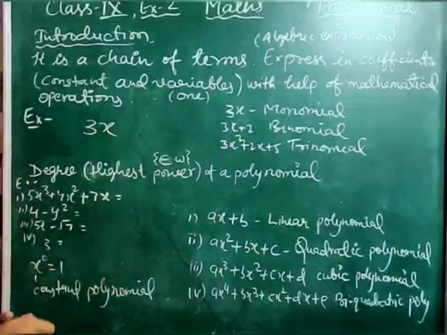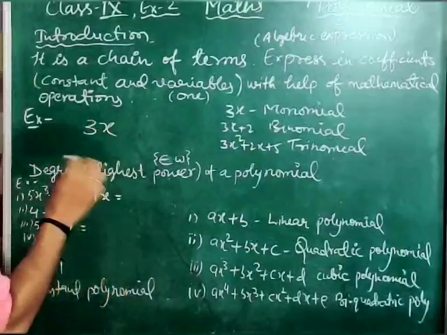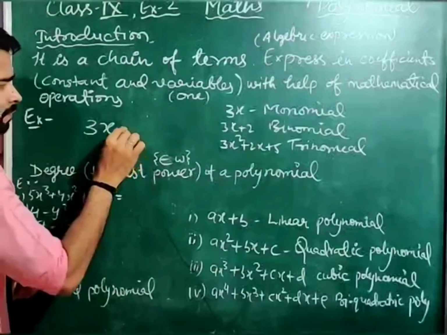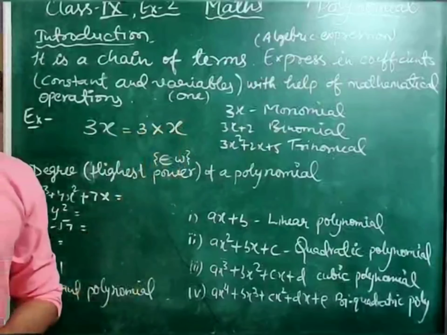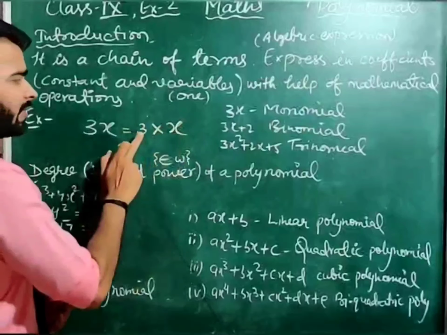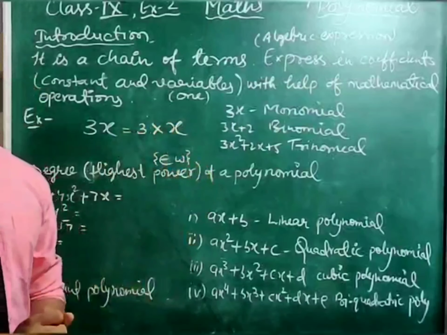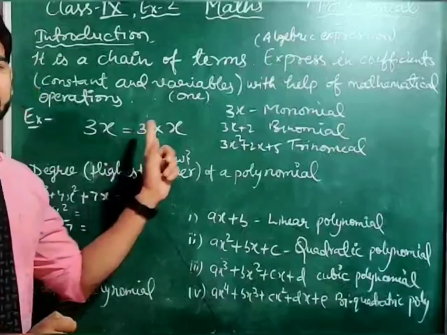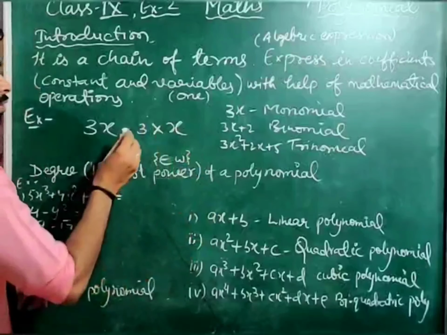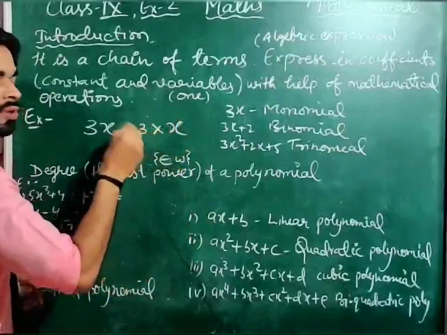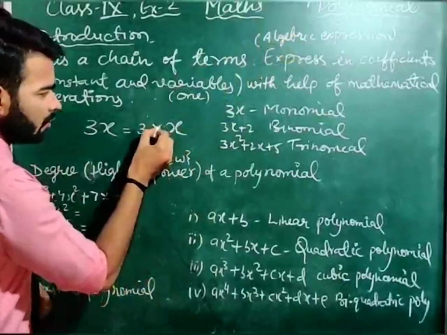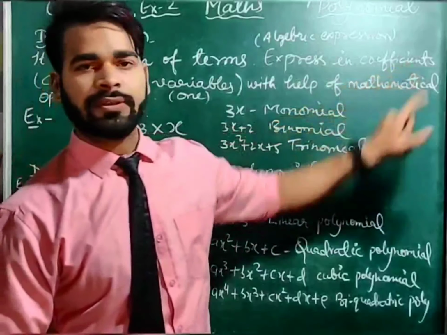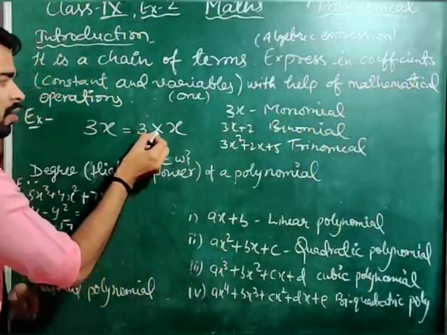3x. If I am writing 3x, that means 3 multiplied by x. 3 is a number and x is an alphabet. 3 is a product of x, x is a product of 3, you can see. So in polynomial, this product is called coefficient. This is only called coefficient.